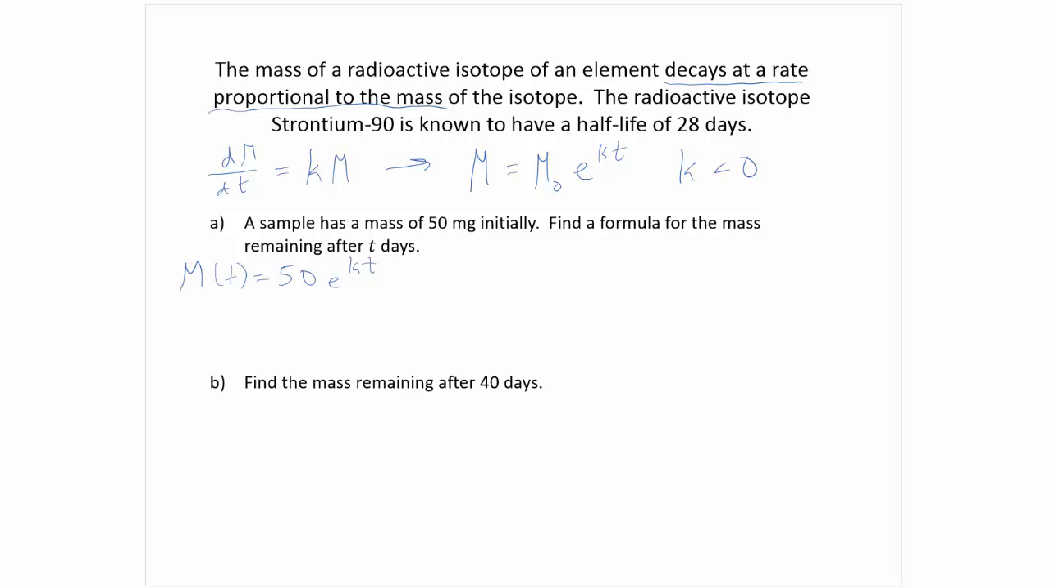days. What that means is that when t is 28, the mass would be half of the initial quantity. Mass would equal 25. So then substituting, we can write that 25 is equal to 50 e to the k times 28.